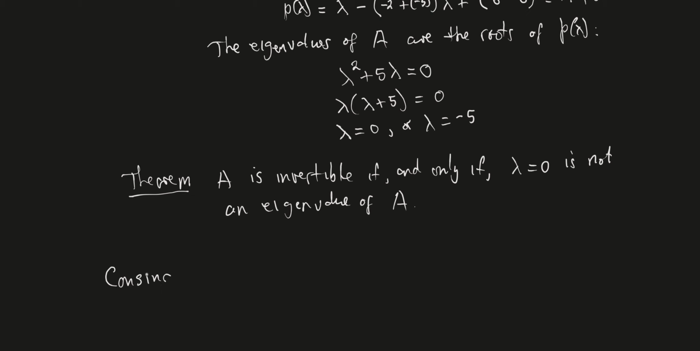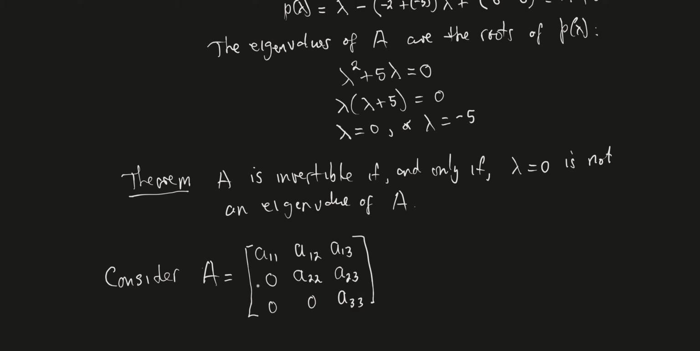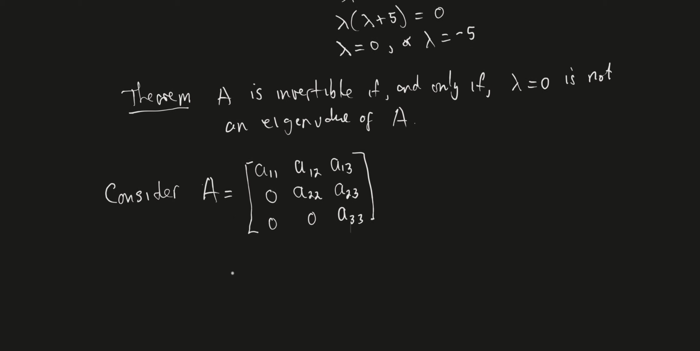So consider A equals, now I'm going to write down a general 3x3 upper triangular matrix like that, and then we got our 0 there, and then A22, A23, and then 0, 0, A33. All right. So let's write down what the characteristic polynomial for this is going to be.